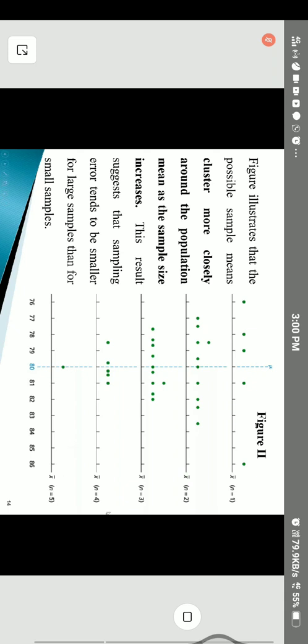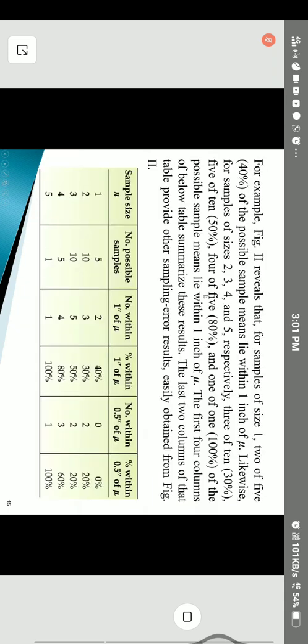If you have a large sample, you see? For a large sample, compare N equal to 4 with N equal to 2. You see the difference in the sample mean. So, if you want to reduce the sampling error, your sample size needs to be bigger. Need to be bigger. Okay, and then for this example, figure 2 reveals that for sample size 1, if you have sample size 1, you see the sample here.